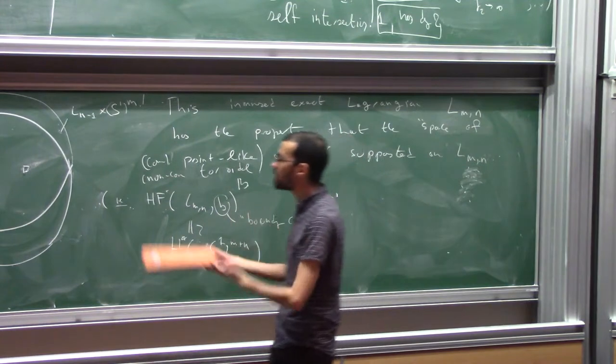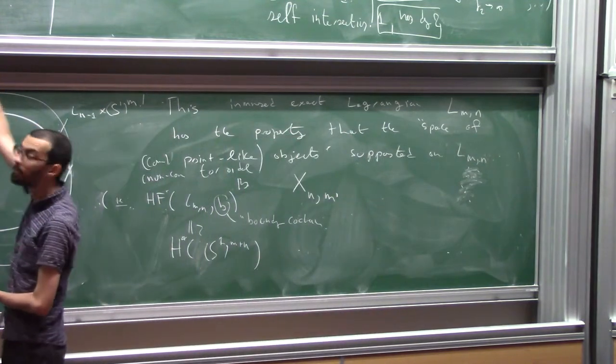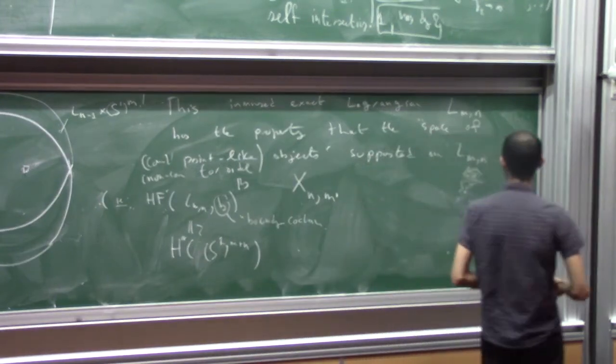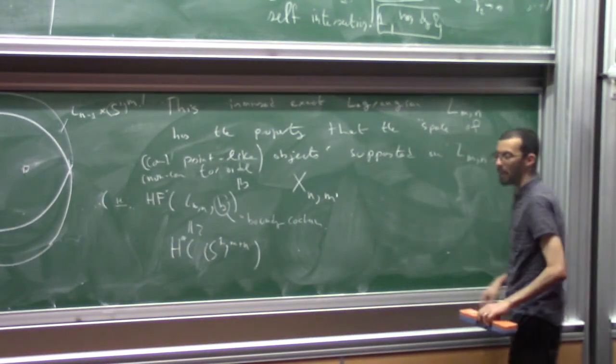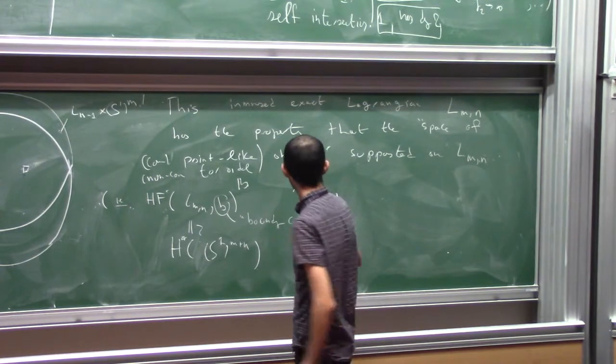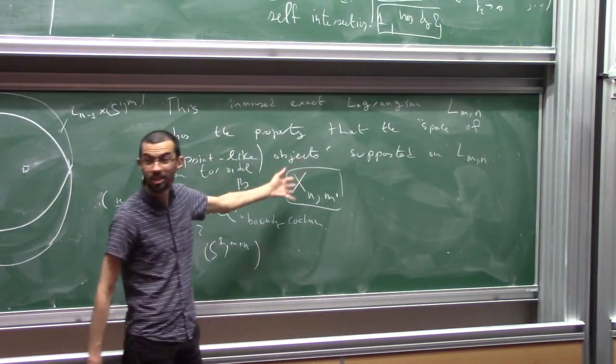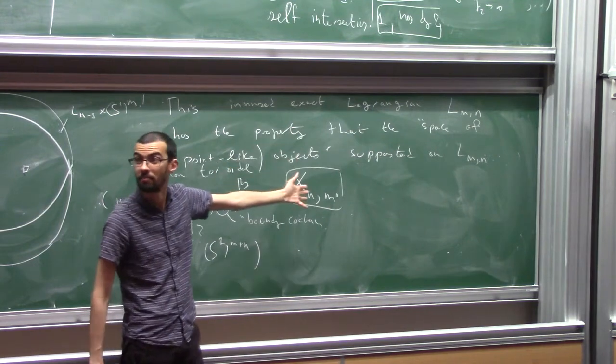So there's an interplay between what you compute about this and what you compute about the wrapped category. You use the wrapped category, you go back and forth. It's a fun game. Okay. So what I want to explain, for people who are not used to Floer theory, is that this guy has some equations. Where are these equations going to come from?